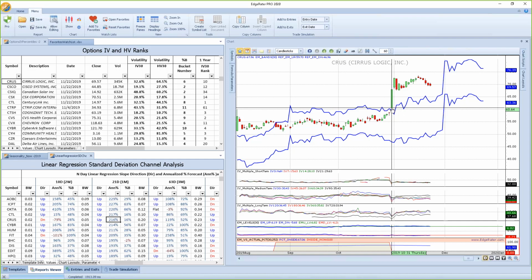Cirrus Logic, it'd be nice if you could do that intraday. Somewhere around 65, it's currently 69, right? Is this an earnings thing, right? That's probably an earnings thing, yeah. Now again, a big move. Like these down below, or just.